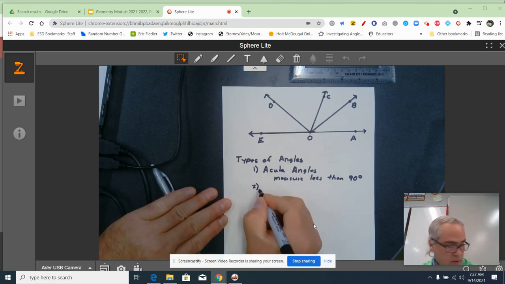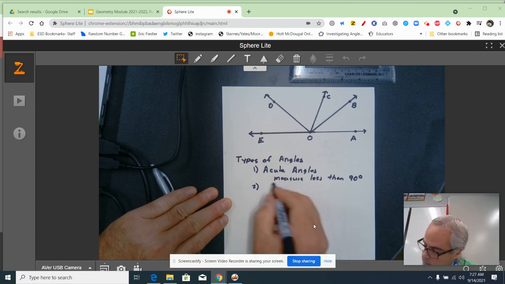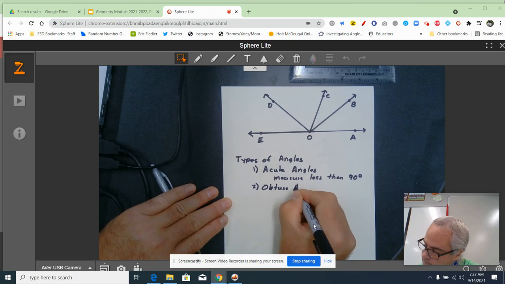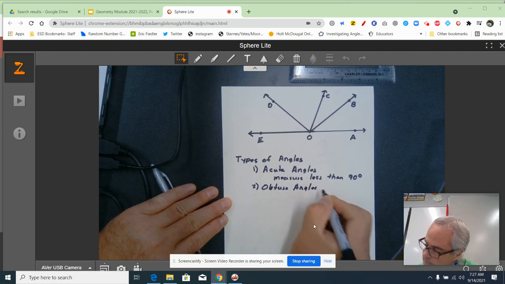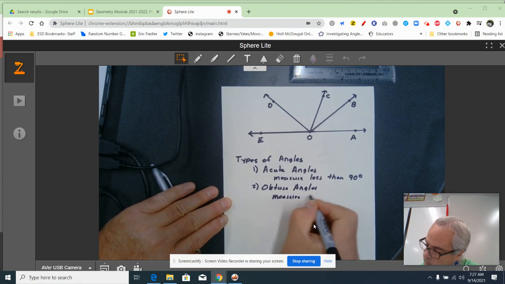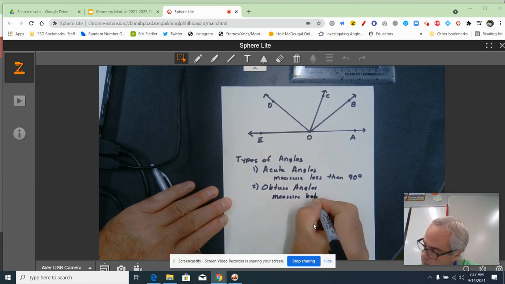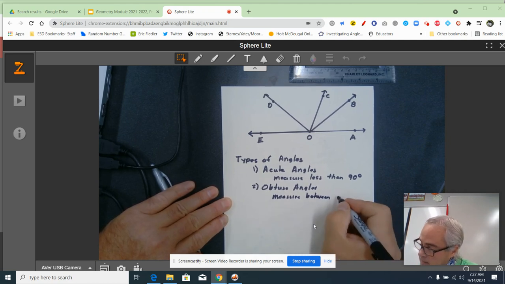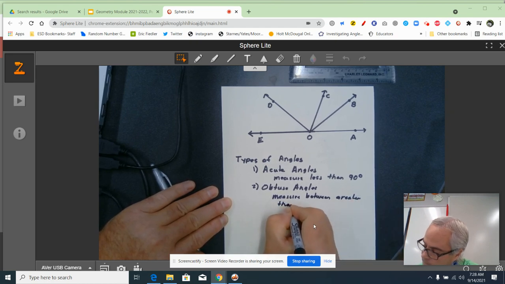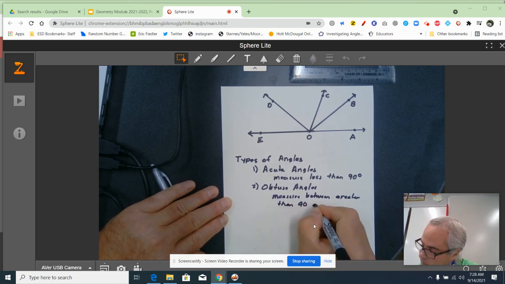The second type of angle is obtuse angle, and they measure between, actually greater than 90. So between greater than 90 and less than 180.